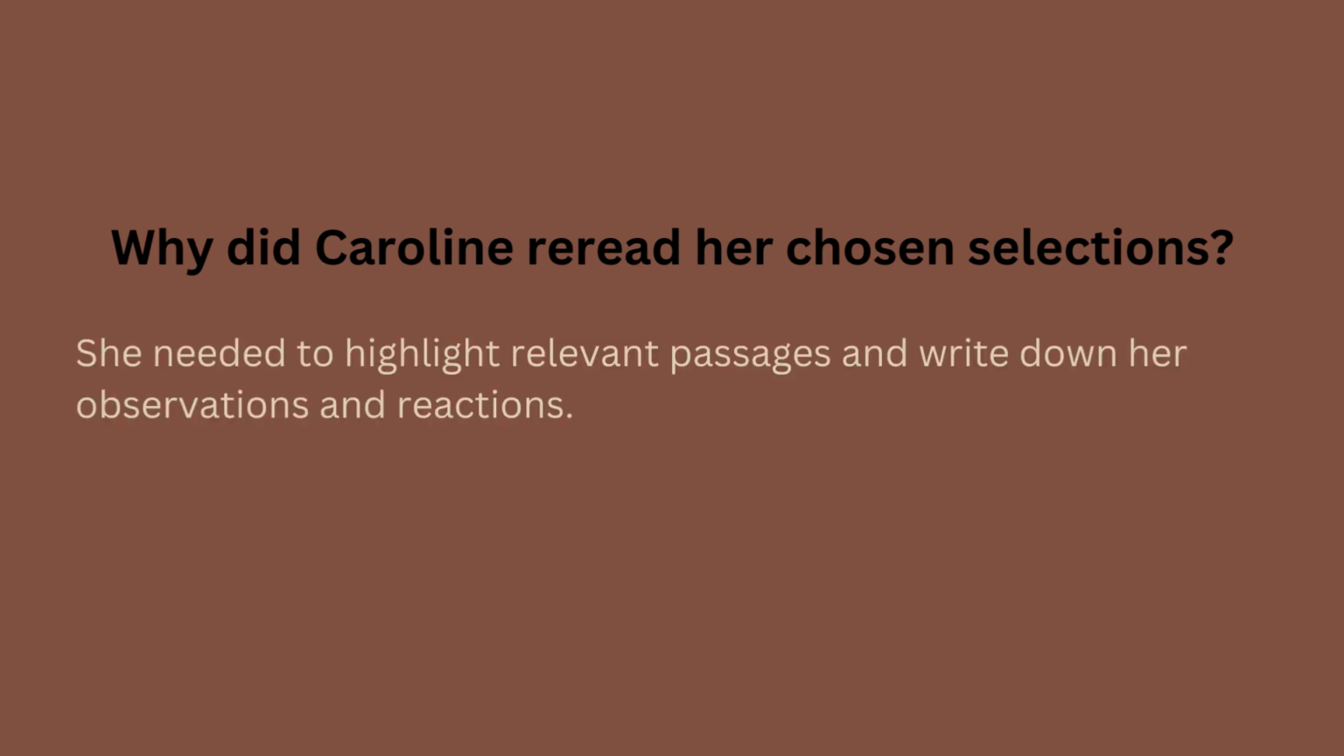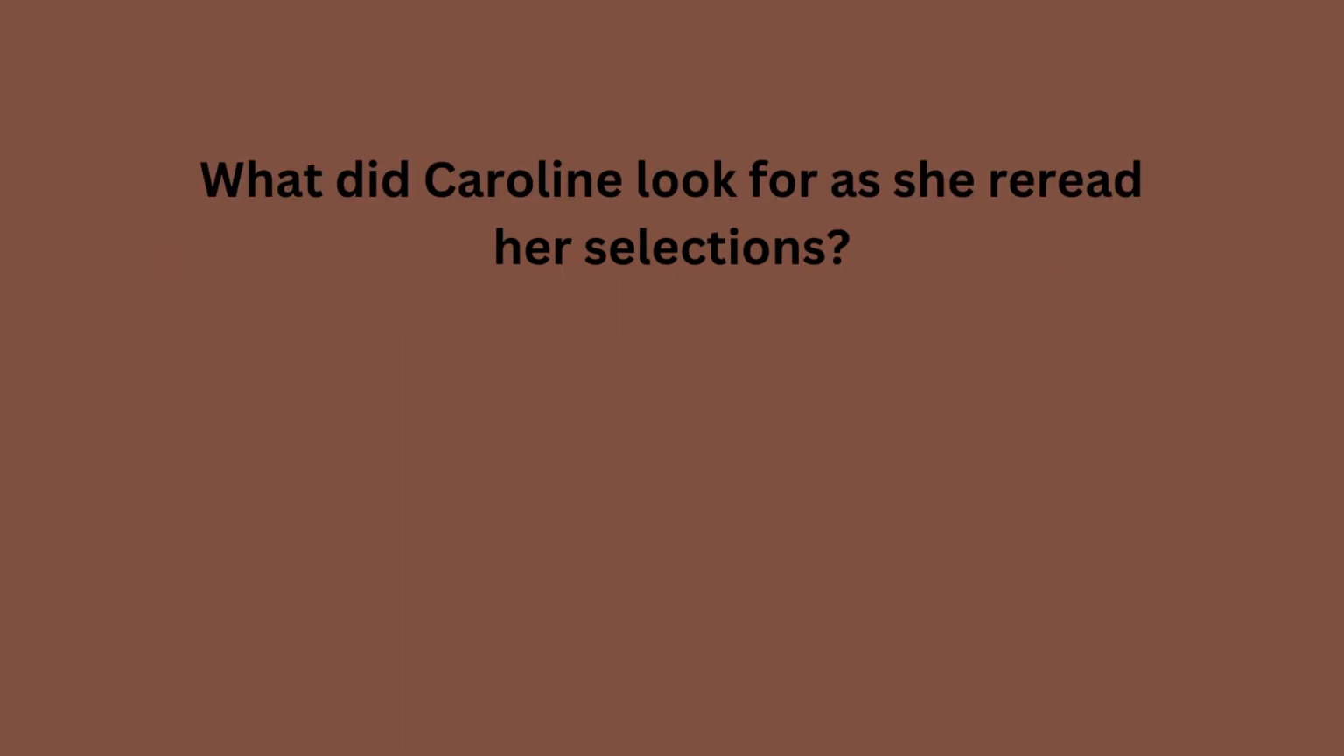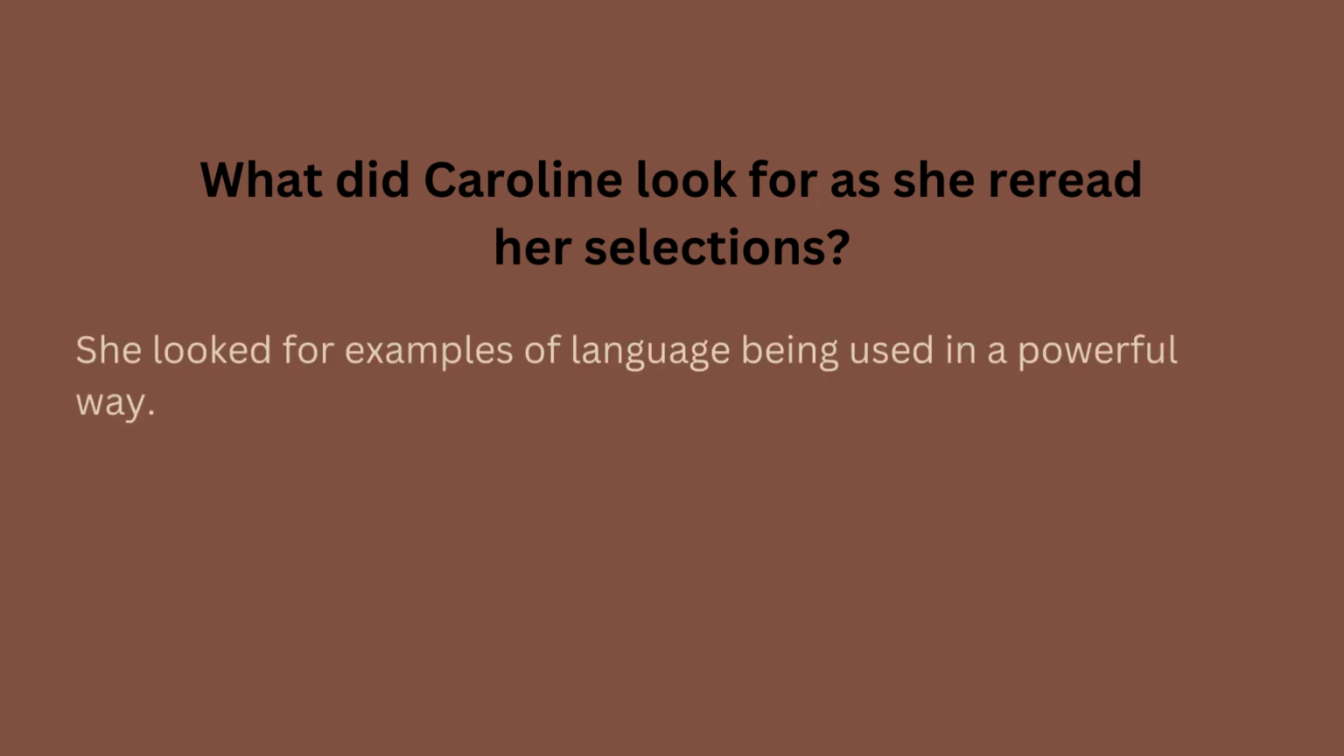Welcome back. Let's discuss a few aspects of Caroline's process in developing her reasons and evidence. Why did Caroline reread her chosen selections? Answer: she needed to highlight relevant passages and write down her observations and reactions. What did Caroline look for as she reread her selections? She looked for examples of language being used in a powerful way.